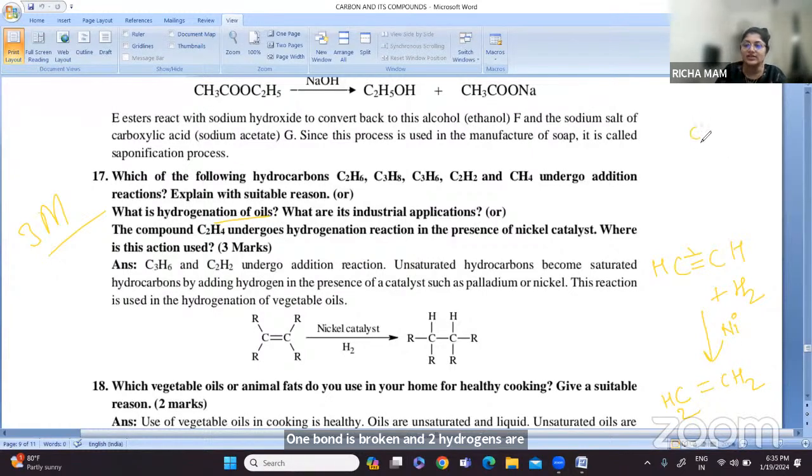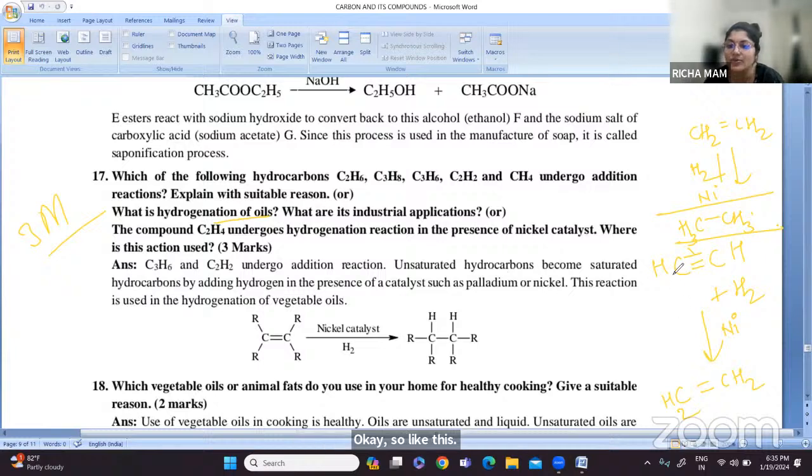Again, for ethene, that is CH2=CH2, if you add a molecule of H2 in the presence of nickel as a catalyst, you will get a single bond. So hydrogenation reactions are those reactions wherein you convert unsaturated hydrocarbons into saturated hydrocarbons by adding hydrogen in the presence of a catalyst.